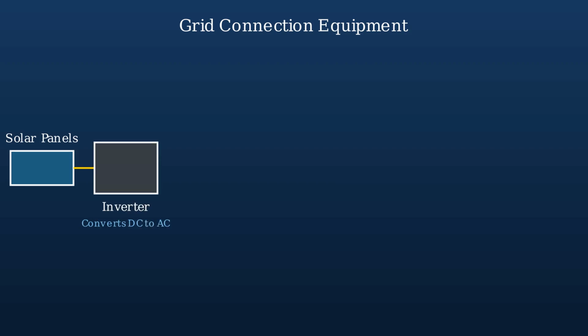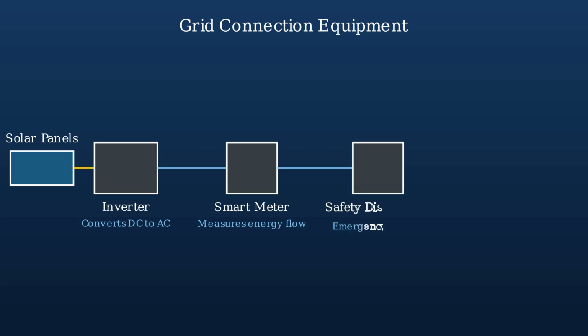Grid connection requires specialized equipment to ensure safe and efficient operation. Solar panels connect to an inverter that converts DC electricity to AC for home use and grid export. A smart meter measures electricity flowing to and from the grid, enabling net metering. A safety disconnect allows the system to be isolated from the grid during maintenance or emergencies. Finally, these components connect to the utility grid, completing the two-way energy exchange system.